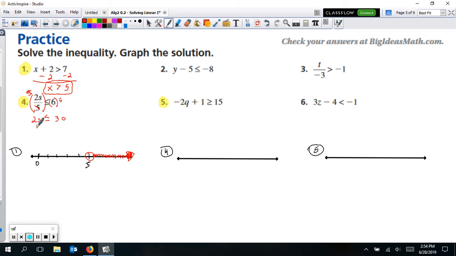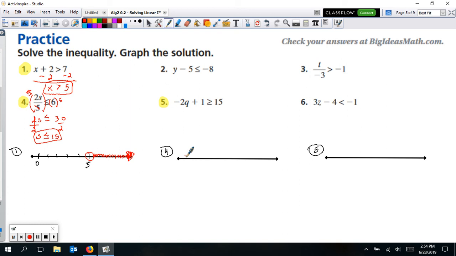And now I'm going to divide by 2. And since 2 is positive, that does not change the direction. So we're just going to be able to cancel out those 2's. Say s is now less than or equal to 15. So there's my solution right here. S is less than or equal to 15.